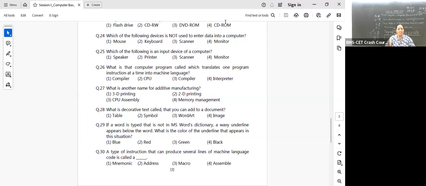Is it? Of course it is word art. It is written decorative text. What is written? Read the question. Somebody read the question for me. What's the question? What is a decorative text? So where do you get decorative text?